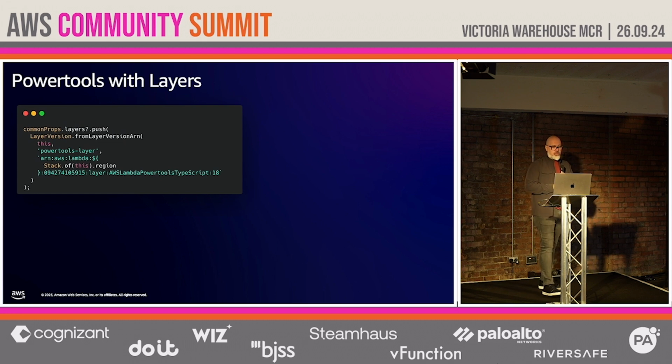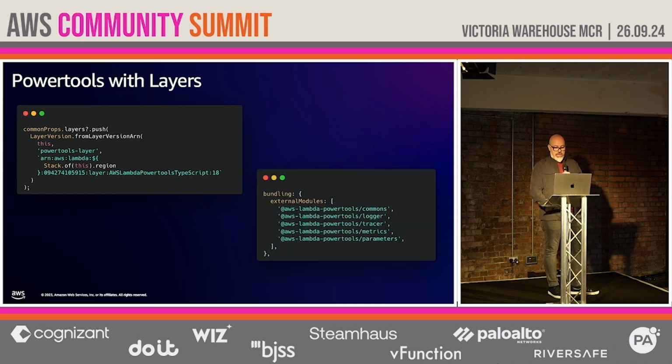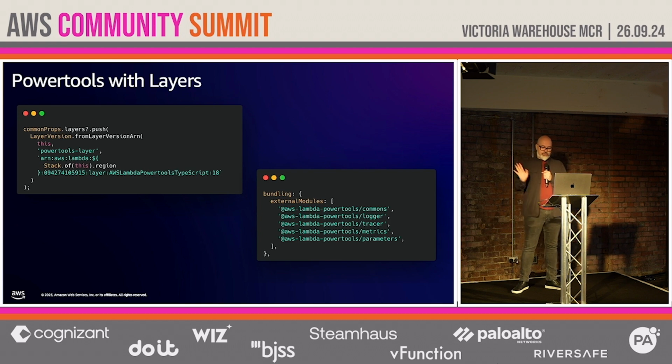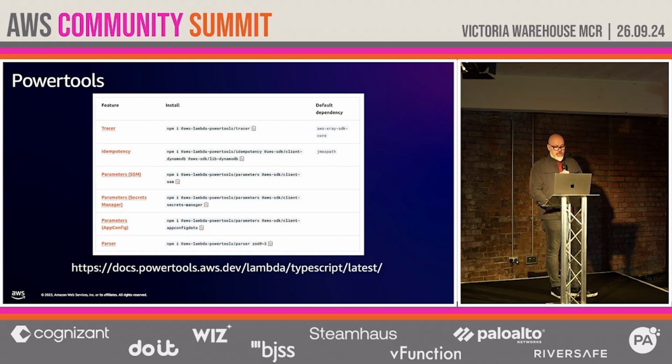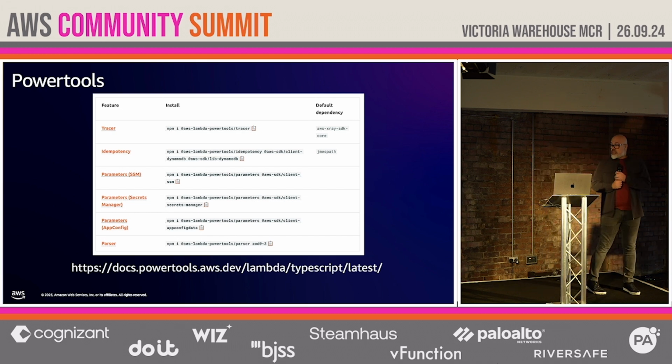You just specify what your layer is and the region that you want to have it in, and then you just set it as an external module inside your Lambda function, and everything will be done for you. So very easy to integrate. But Power Tools is not only for tracing and observability in general. So you can do more with that.